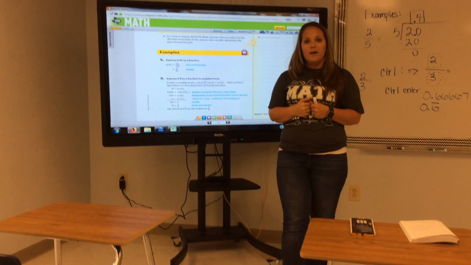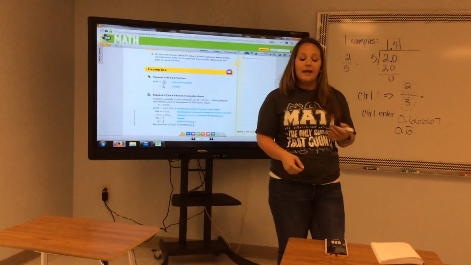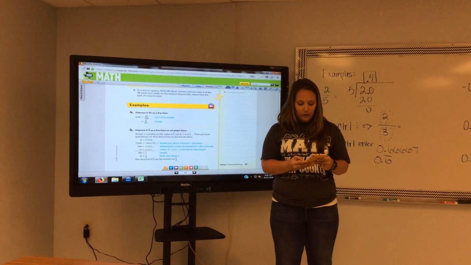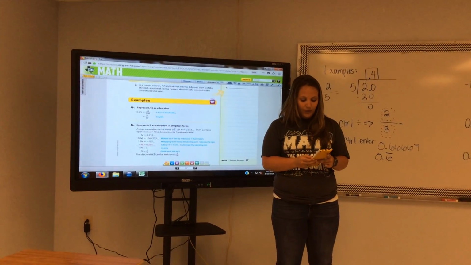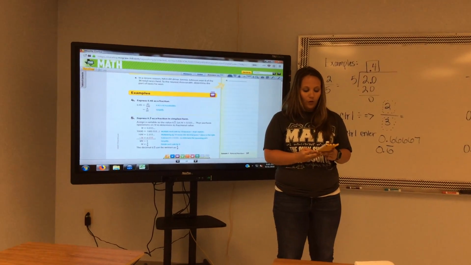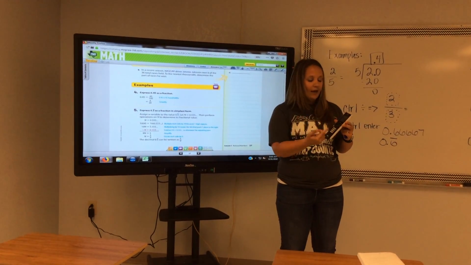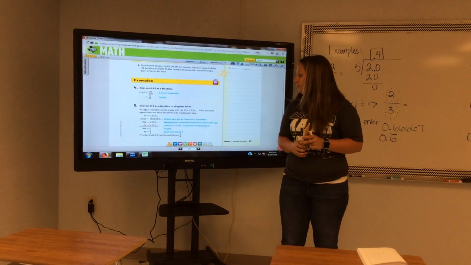So 45 over 100 has to be simplified, and like I told you earlier, your calculator will do that work for you. So when I do Control Divide, put the 45 as my numerator, the 100 as my denominator, just hit Enter, and it gives me 9/20.